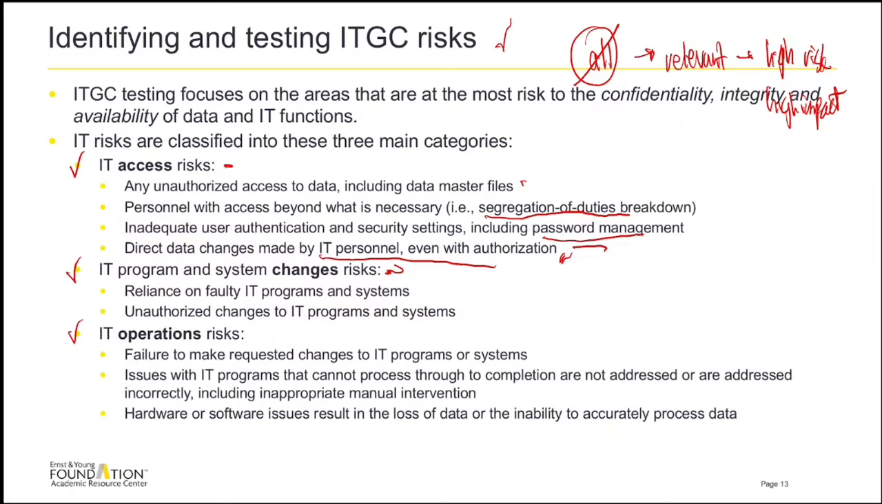And IT operation risks is the failure to make requested changes to IT programs or systems, issues with IT programs that cannot process through to completion are not addressed or are addressed incorrectly, including inappropriate manual intervention. And the third one, hardware or software issues result in the loss of data or the inability to accurately process data.